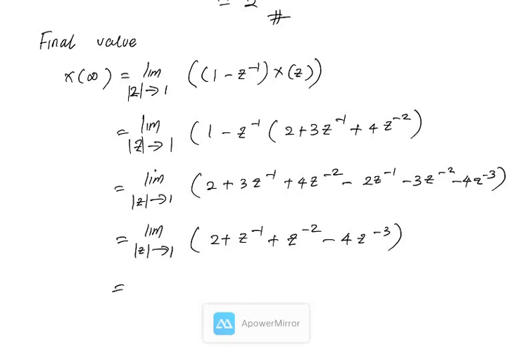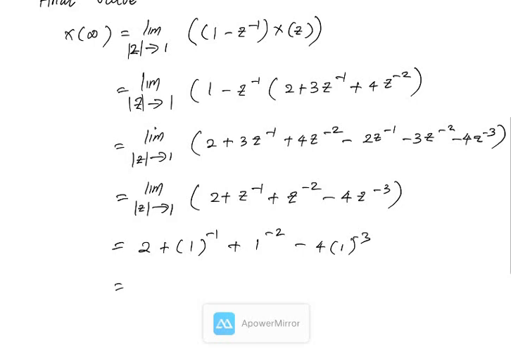And when we substitute modulus z equal to 1, we have 2 plus 1 power minus 1 plus 1 power minus 2 minus 4 times 1 power minus 3. This is equivalent to 2 plus 1 plus 1 minus 4, and this is equal to 0. So the final value is 0.